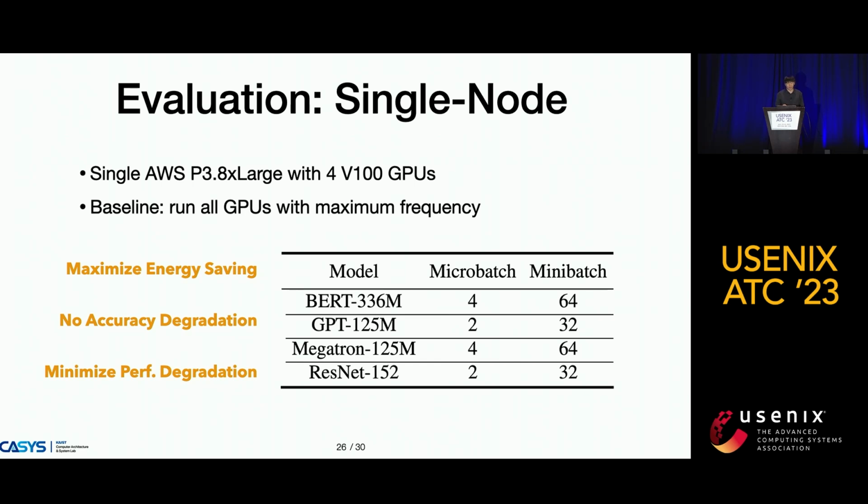We first experimented on a single node cloud instance with 4 V100 GPUs. We compared EnvPipe with baseline, which runs all GPUs with maximum frequency. We trained the following models with the following hyperparameters. Performance for all experiments is measured by averaging the throughput of 30 training iterations after warm-up, and energy consumption is measured using the NVML library provided by NVIDIA during the 30 training iterations.